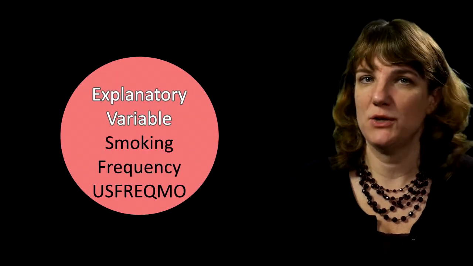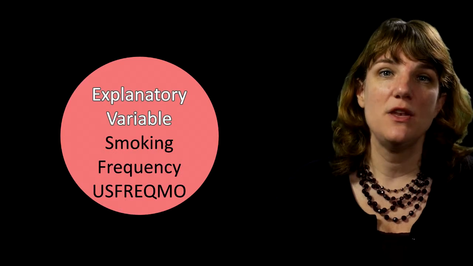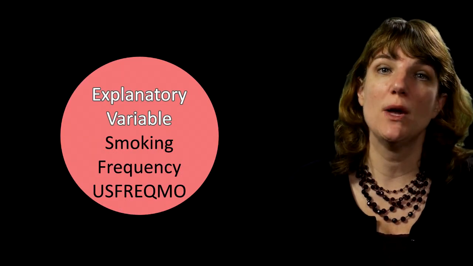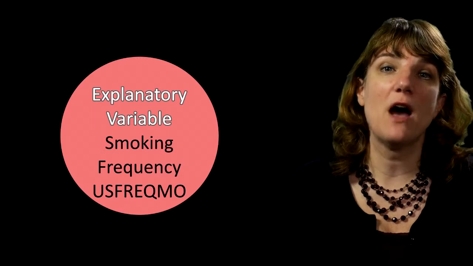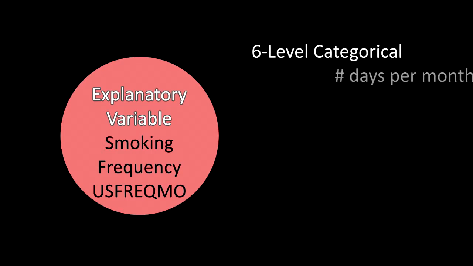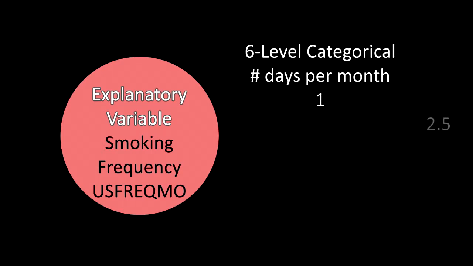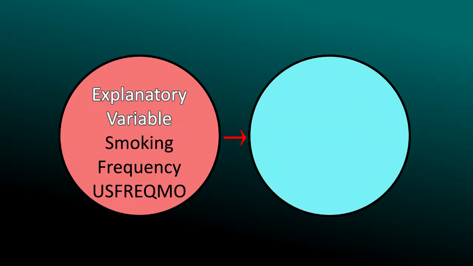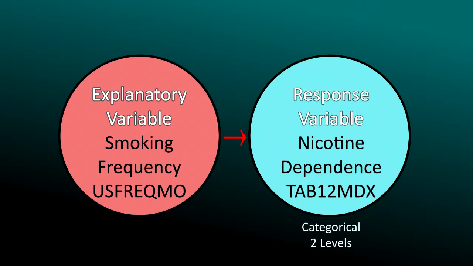For this analysis, I'm going to use a categorical explanatory variable with 6 levels, the number of days smoked per month, which you may remember I called USFREQMO, with the following categorical values: smoking approximately 1 day per month, 2.5 days per month, 5 days per month, 14 days per month, 22 days per month, and 30 days per month. My response variable is categorical with 2 levels.